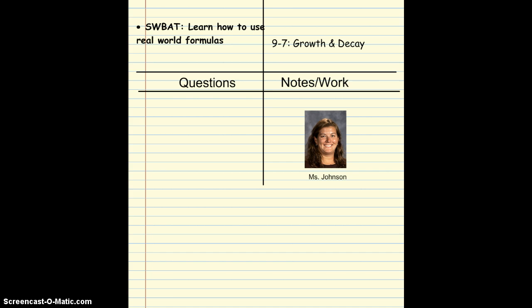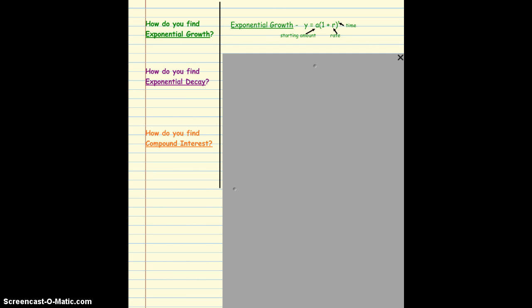Today we're going to learn how to use real-world formulas. Alright, let's find out what some of these formulas are. First one, for exponential growth. How do you find exponential growth? Well, the equation is y equals a times, in the parentheses, 1 plus r to the exponent of t. And a represents the starting amount, r represents the rate of what's going on, the growing, and t is how much time it's going to grow for. Make sure you include these labels in your vocab.